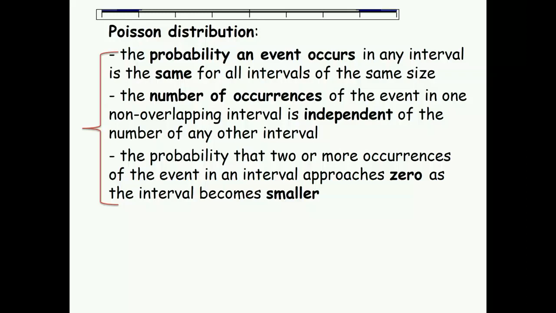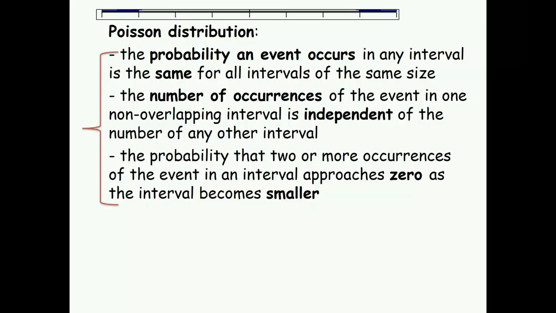The third one: the probability that two or more occurrences of the event in an interval approaches zero as the interval becomes smaller. Who can tell me this concept? What does this one mean? Let's say the interval is between 10 to 11. How many customers would come? Now, if I make this very small, between 10 to 10.0001, how many people would come? Almost none. So if you make it very small, nobody would come. So that is what it meant.